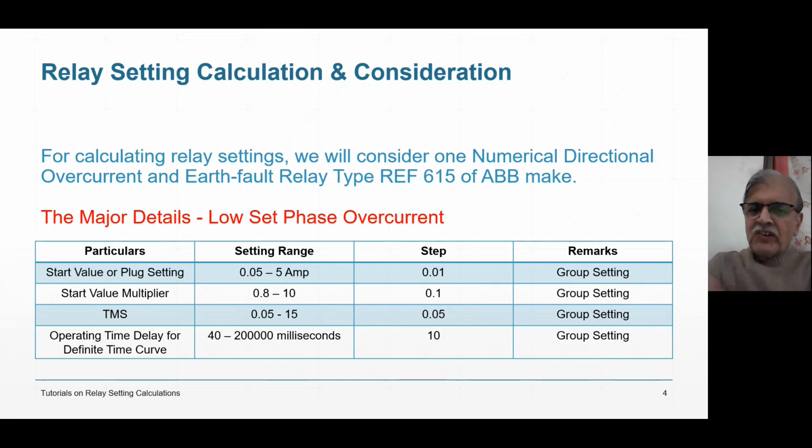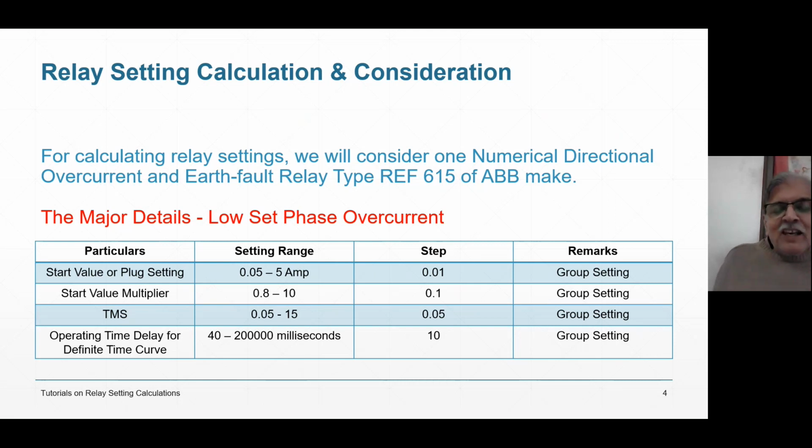RE is a Relion version and F is for feeder protection. So it is giving overcurrent and earth fault scheme. Actually, there are about 18 to 19 modules, if I am not mistaken. But right now, we will not go into so many details. We will just touch on what we can do about setting of these things. So major details are these. It is giving a low set phase overcurrent unit, that is a time delayed unit.